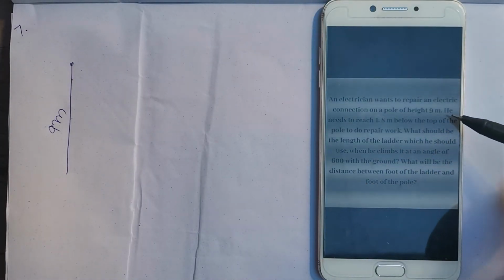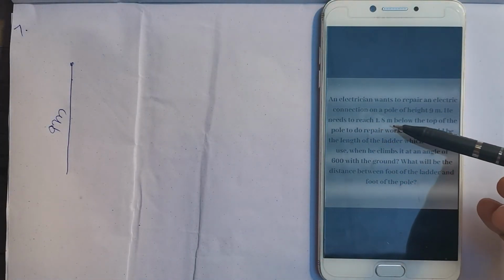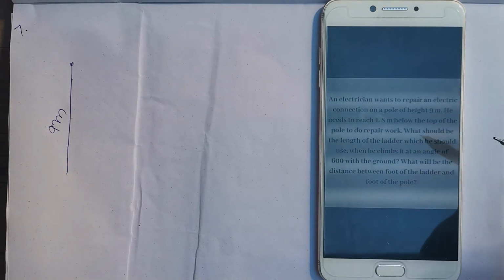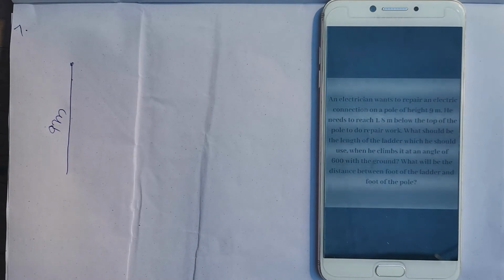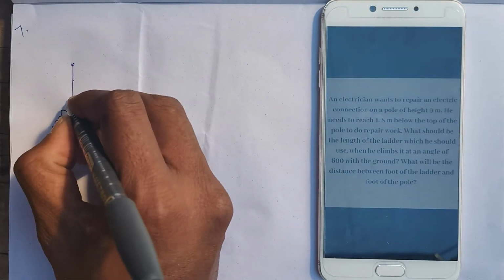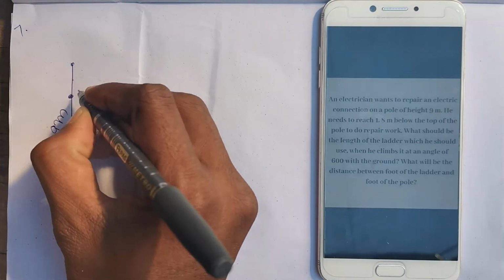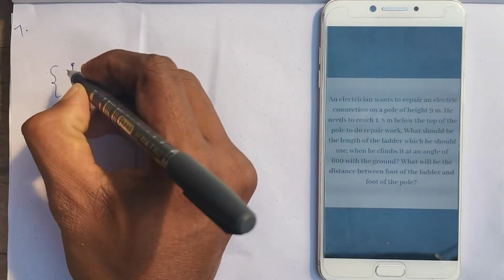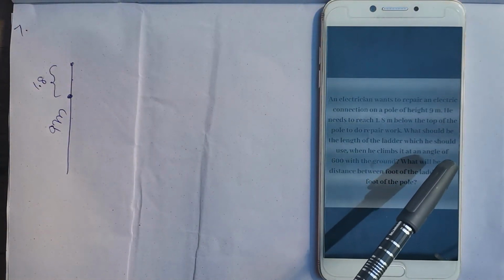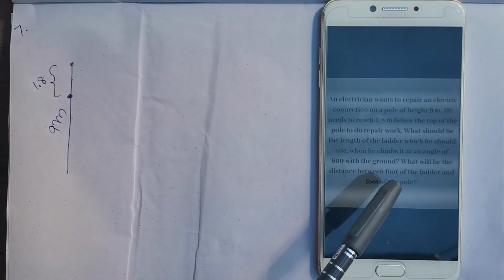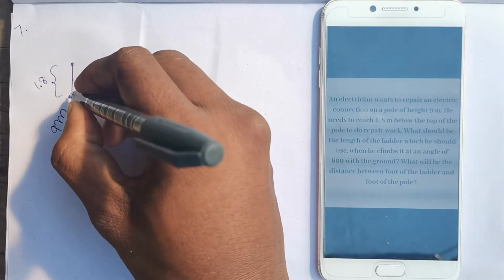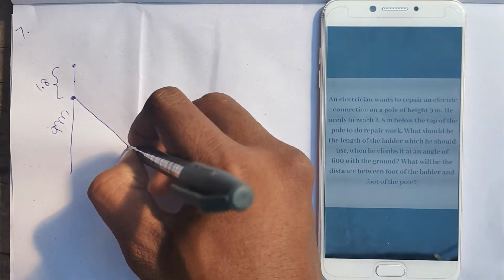Now he needs to reach 1.8 meters below the top of the pole to do repair work. So definitely to do some repair work, he needs to get down 1.8 meters. So somewhere till here it is coming now. So this measurement is given as 1.8 meters. Then what should be the length of the ladder? Always the ladder will be in a sloping position only. So from here to here.